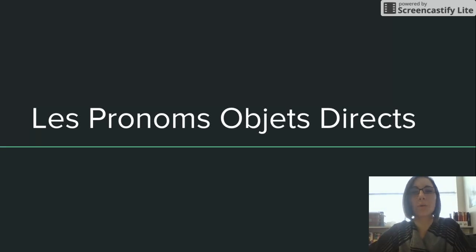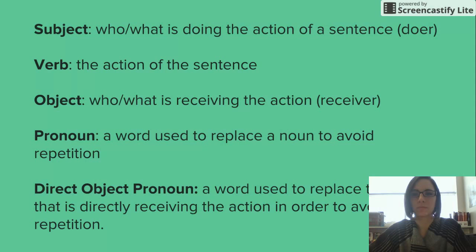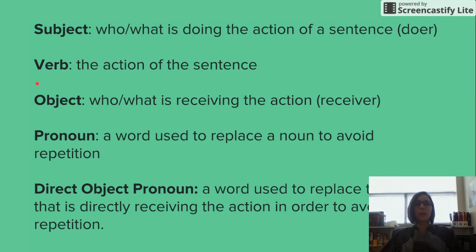Today we're talking about les pronoms objets directs, or direct object pronouns in French. So a couple of definitions that you need to know before we really get into this. You need to know that the subject of a sentence is who or what is doing the action of a sentence. This is the doer. The verb is the action of the sentence, so what is being done. And then the object is who or what is receiving the action, the receiver.